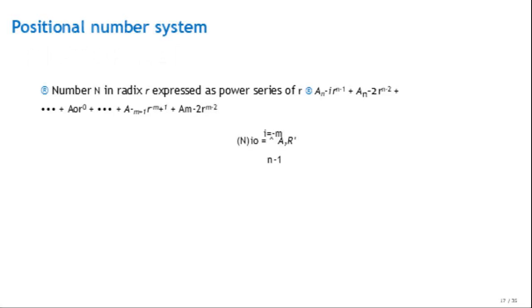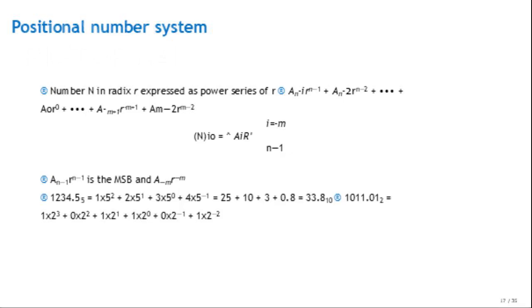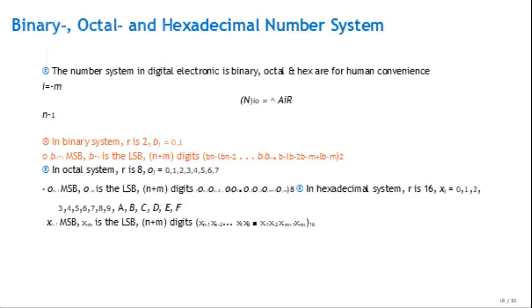In the binary system, the base is 2, and the digits are 0 and 1. This system is fundamental in computing and digital logic. The octal system uses base 8, with digits ranging from 0 to 7. It's often used in computing as a more compact representation of binary numbers. The hexadecimal system, with base 16, uses digits from 0 to 9 and letters A to F. It's widely used in programming and digital electronics.